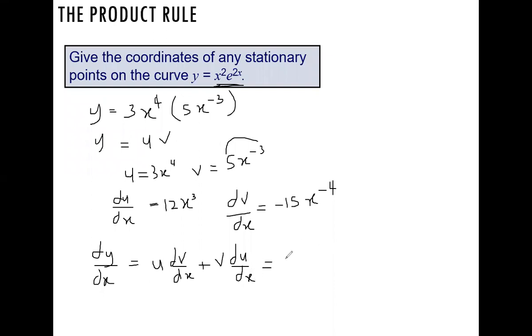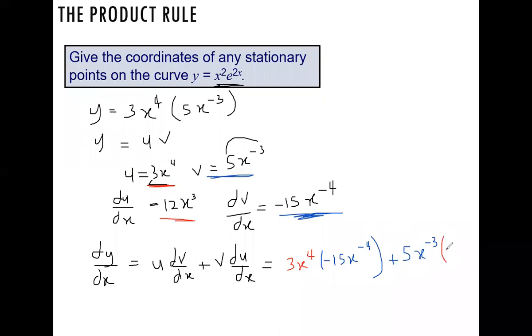So this will be equal to, now your u, we know u is what? 3x raised to the power 4, okay? So this is u, 3x raised to the power 4. So we put it in, 3x raised to the power 4, and then dphi/dx will be minus 15x raised to the power minus 4, okay, plus, now the next thing is phi. This is our phi. Phi is 5x raised to the power minus 3, okay? Then the final thing to bring will be du/dx, which is 12x raised to the power 3, okay?